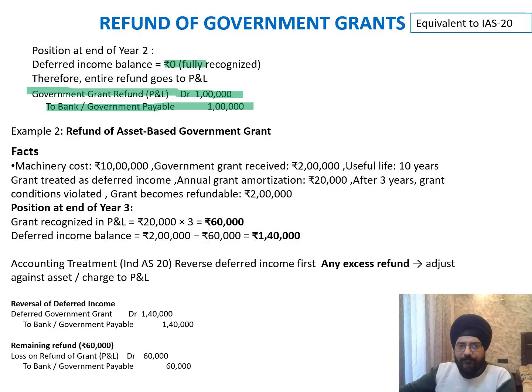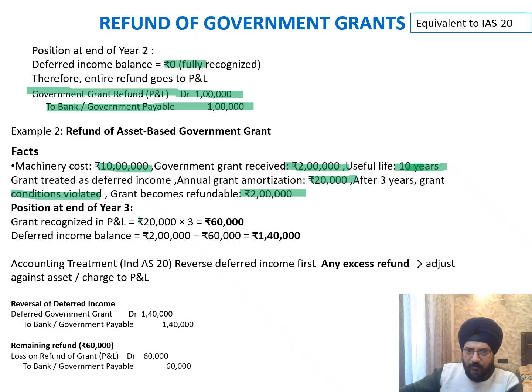Okay, now we'll come to the refund of the asset-based government grant. Machinery which cost 10 lakh, government grant received of 2 lakh, useful life is 10 years, and the government grant is treated as deferred income. Annual grant amortization is 20,000, because 10 years is the life, so 20,000 per year would be treated as income. After 3 years the grant conditions are violated, so the grant becomes refundable, so 2 lakh needs to be refunded. So what would the position at the end of year 3 be?